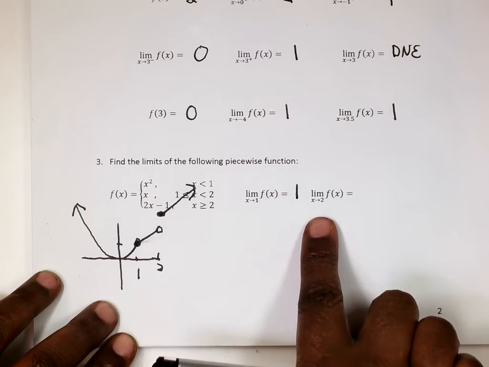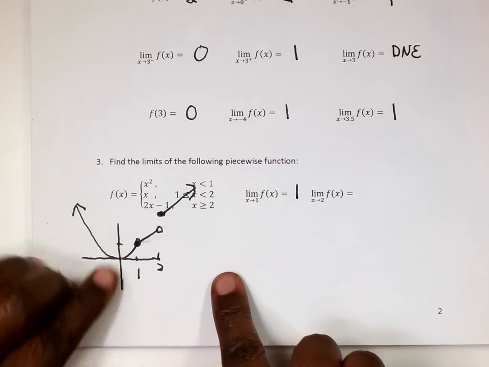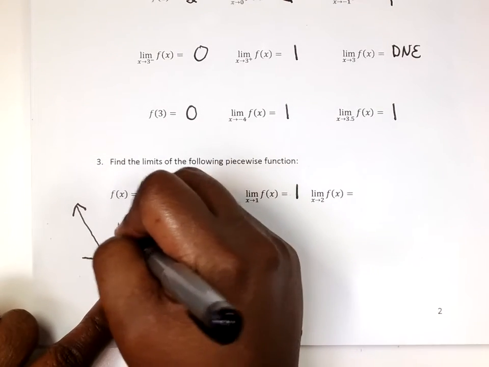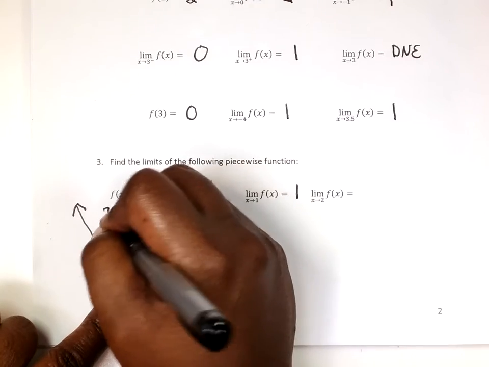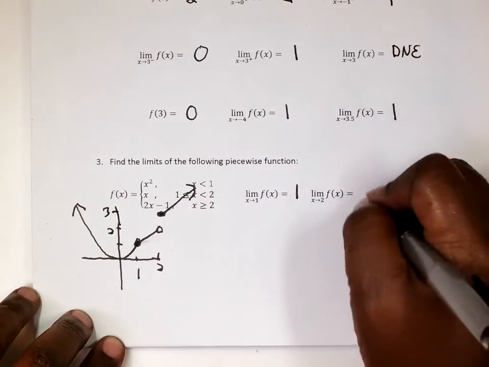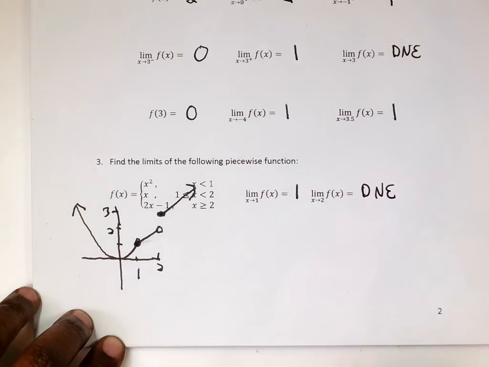And then the limit as x approaches 2. Well, if you approach 2 from this side, it's going towards 2. And if you approach 2 from the other side, it's going towards 3. So that does not exist.